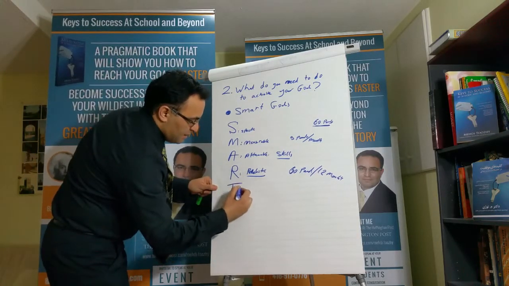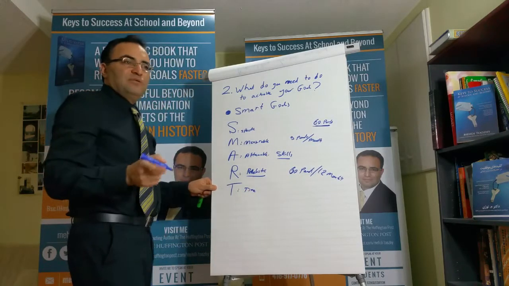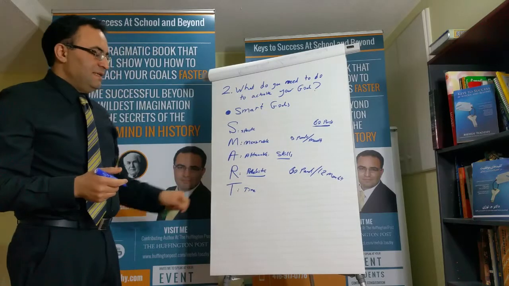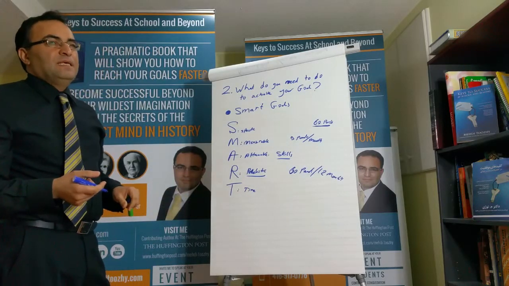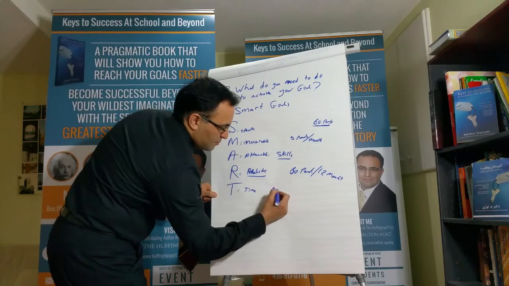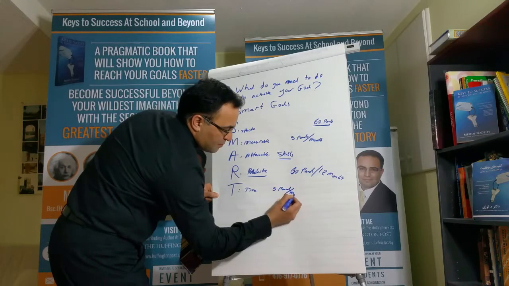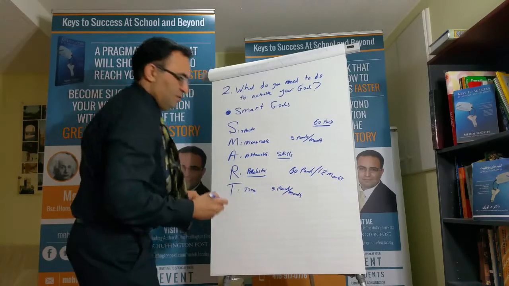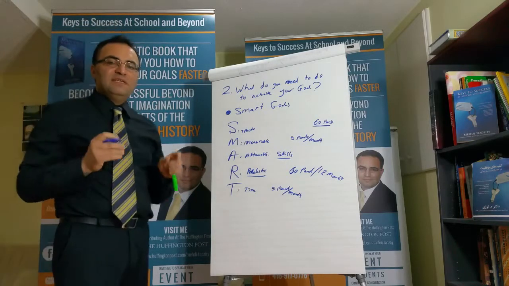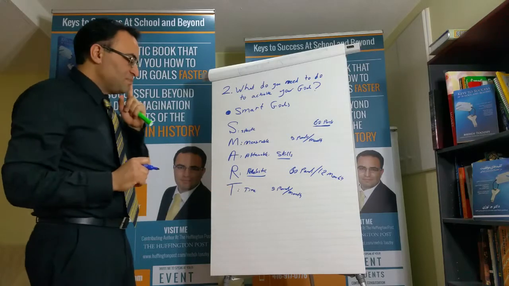And T stands for time. Something that you can say, okay, I can measure it with time. Let's say in a month's time I could lose 5 pounds, 5 pounds per month, roughly. So you give yourself a time frame for the activity that gets you toward your goal. Time is for the time frame.